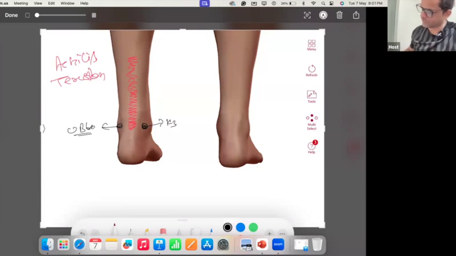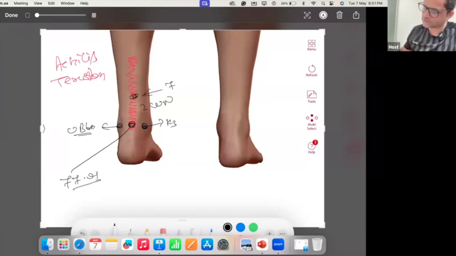On the Achilles tendon, we have to put one needle in the center here. That is called 77.01, and one needle at two tune up. That is called 77.02. We can put bilateral.